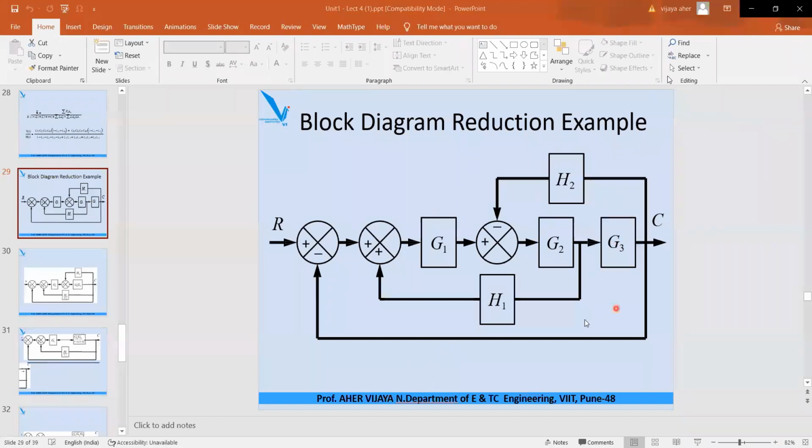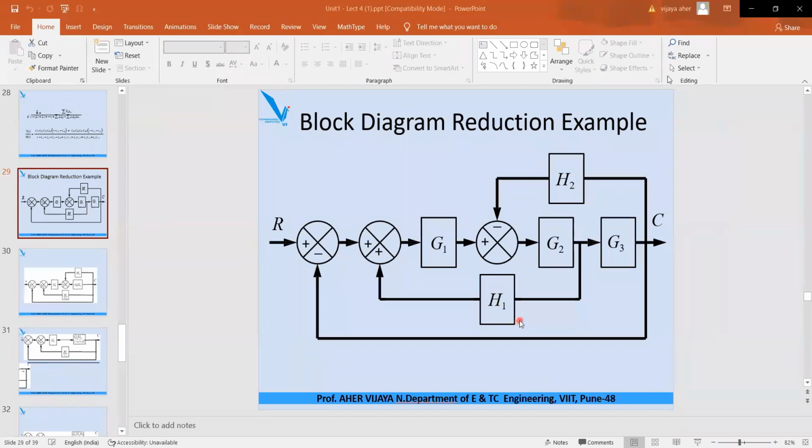So this is a complicated diagram. Here, by using the first rule, if two process blocks are connected in series, you can replace G2 and G3 by one block with the multiplication of the transfer functions. So I have written G2 into G3 in one block. And when I transfer this takeoff point to this point, what I have to do is take H1 divided by G3.